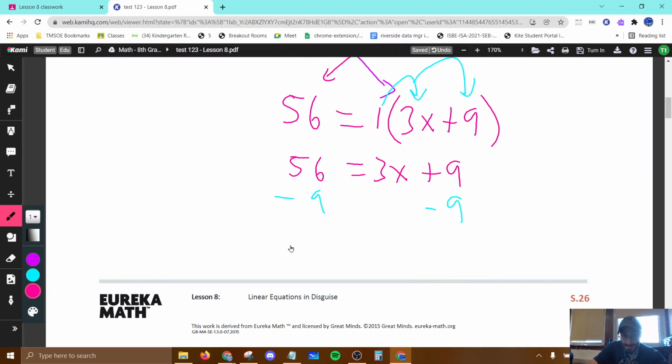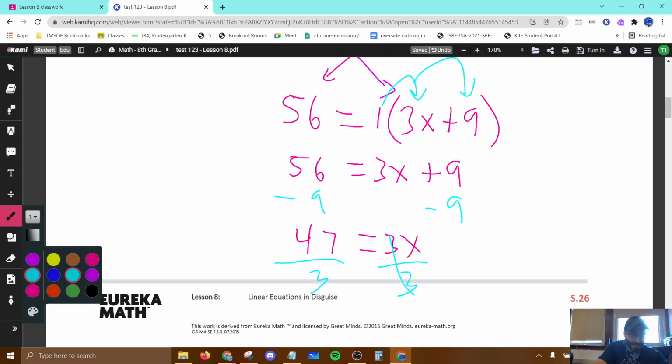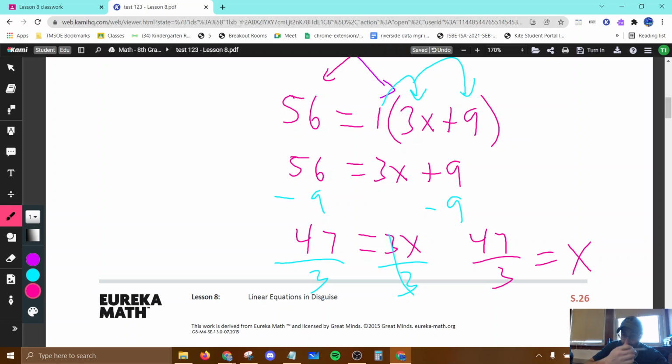56 minus 9 is 47. And we got 3x. Then we're going to divide by 3. That's going to cancel out there. And I get 47 thirds equals x. Okay, you can leave that as improper or turn it to mixed if you want.